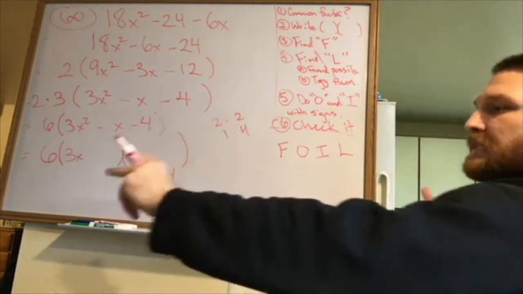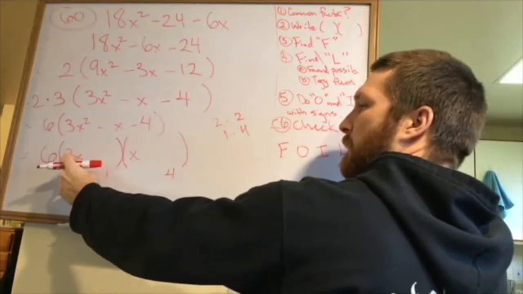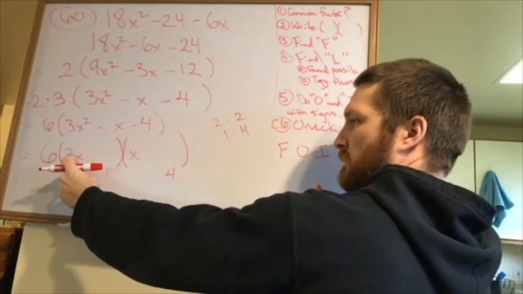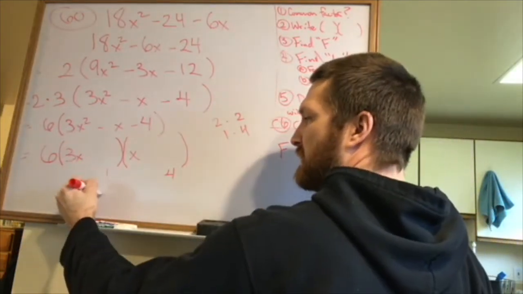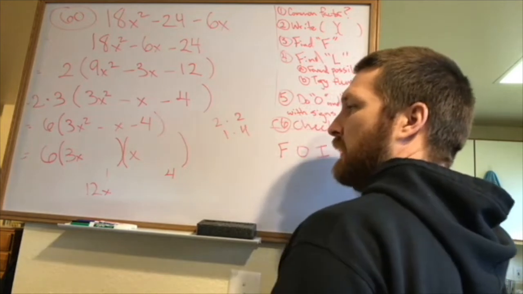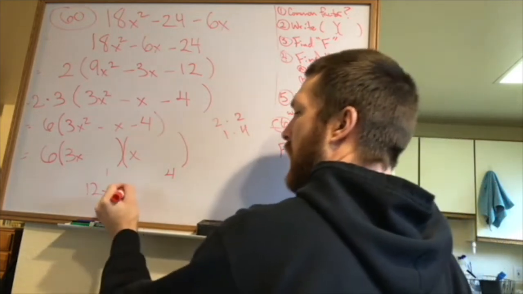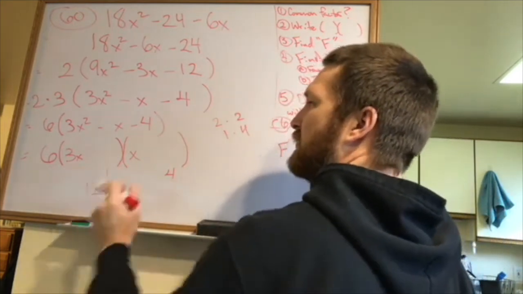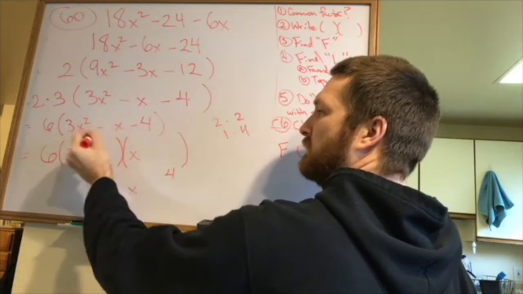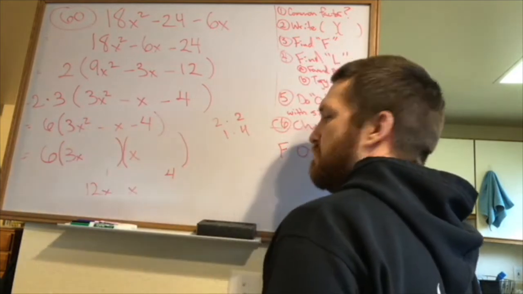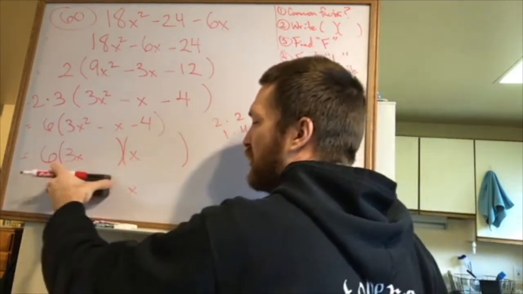So outside multiplication gives me what? 12x. And the inside gives me what? x. Is there a way to combine those to give me -1x? No. Okay. So what do you want to try next?